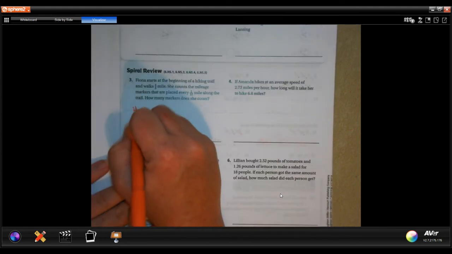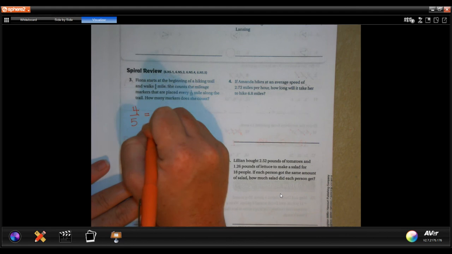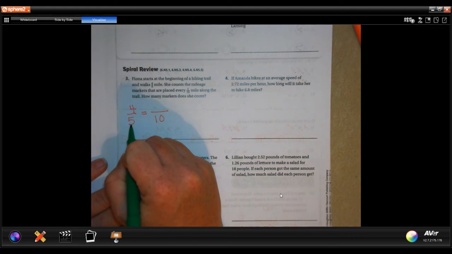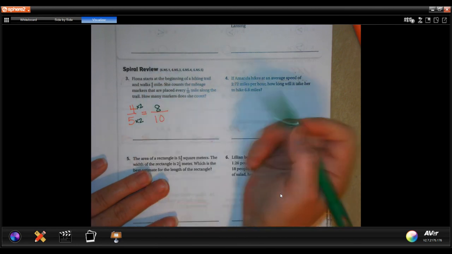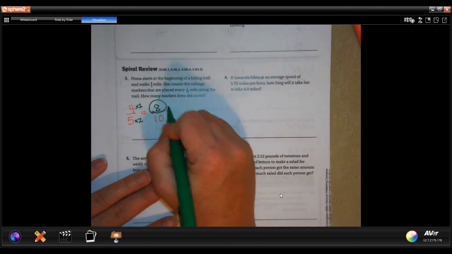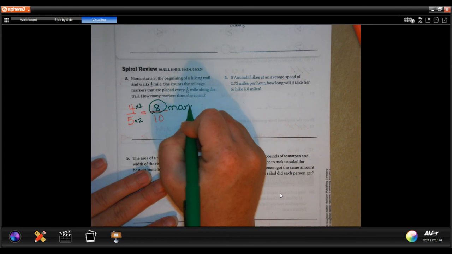Well, okay, so in order to get from 5 to 10, I have to multiply it by 2. So if I do the same thing to the top, then 4 times 2 is 8 markers.